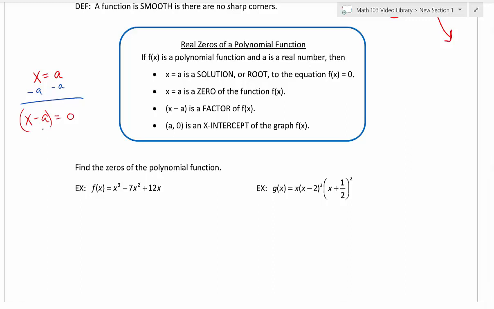And then lastly, a comma 0 is an x-intercept of the graph of f of x. So if you take your 0, which is the solution when you set it equal to 0, aka letting y be equal to 0, if you rewrite that as the ordered pair a comma 0, then you have an x-intercept.